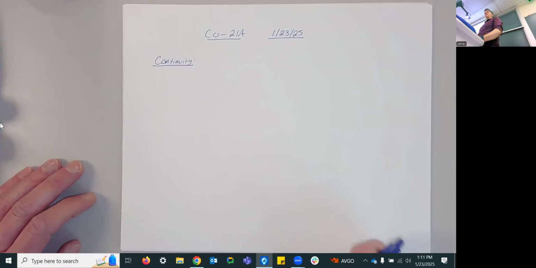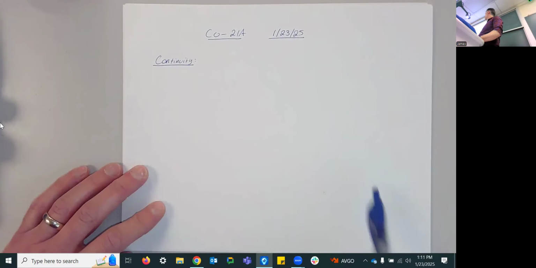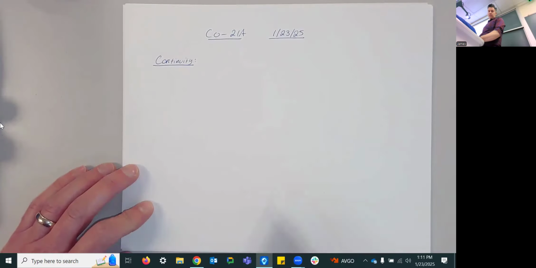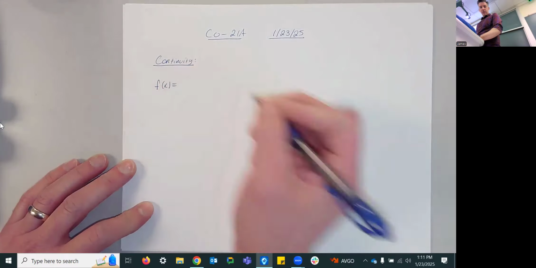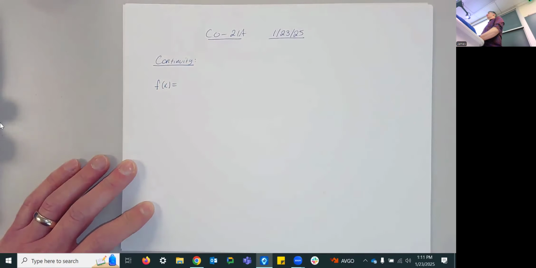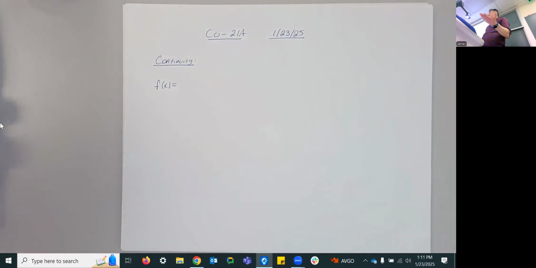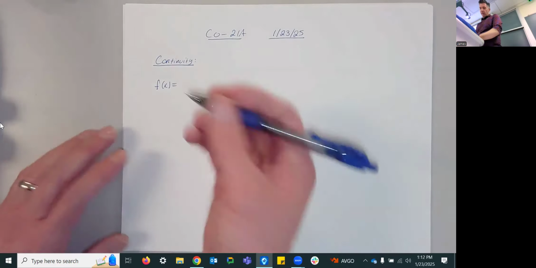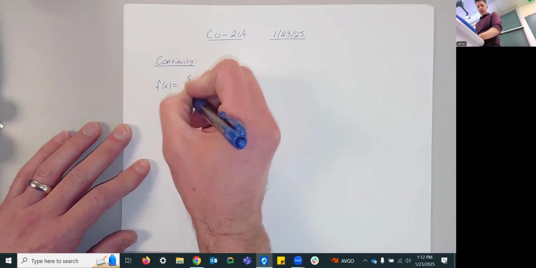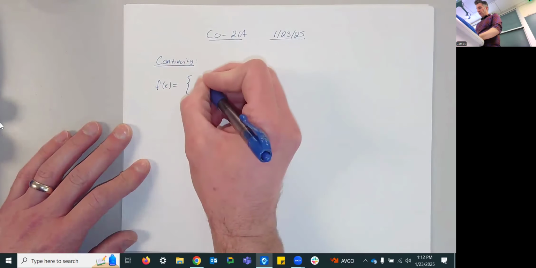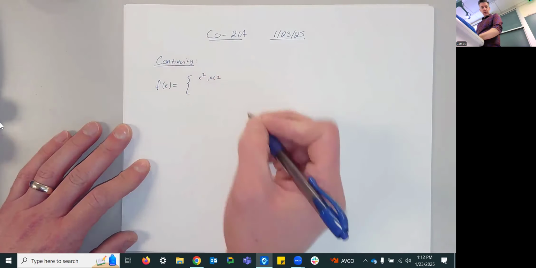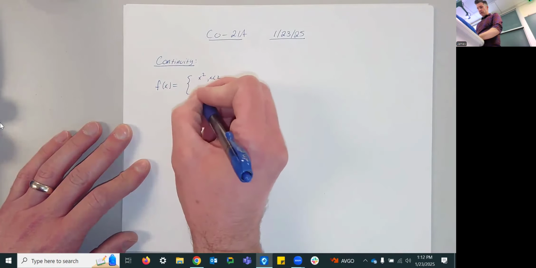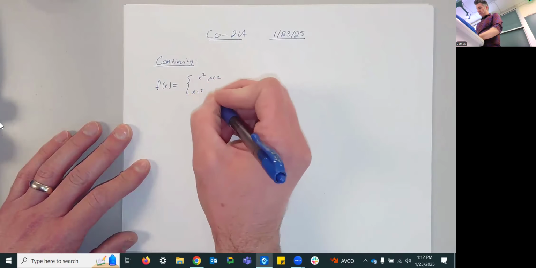Moving on to continuity. Let's look at some examples. So here's a function, f of x equal to, and I'll point out most of our examples of functions that have questionable continuity are piecewise. We'll talk about all the things, but we'll start with this. Let's look at it. We've got f of x equal to x squared when x is less than 2, and it's equal to x plus 2 when x is greater than 2.